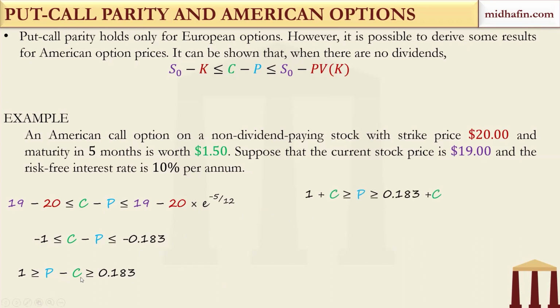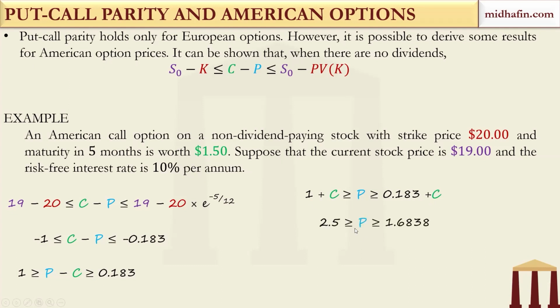Now I then add again. You see, when I added C, no change in the inequality. C is added on both the sides, on all the three places, on the LHS, on the middle term, and on the RHS. Okay. In the middle, it simply vanishes because here we have already minus C. So minus C plus C vanishes, and we are left with P. So 1 plus C is greater than or equal to P is greater than or equal to 0.183 plus C. Now C is known to us, it is $1.5. So we simply add it, we get the range.